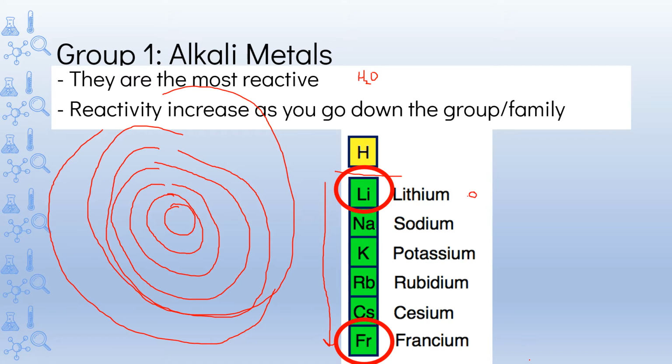So we compare lithium. Lithium is quite small compared to francium, which is very, very large. This large size allows francium to want to lose an electron very easily because metals lose electrons. And we'll talk more about that in the lesson about the atom itself. But that's what's happening here.